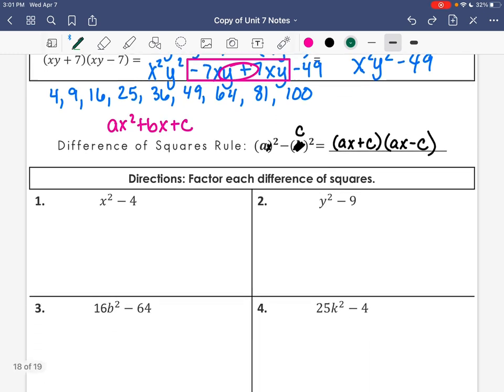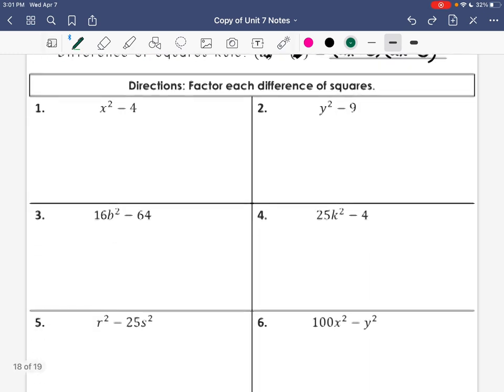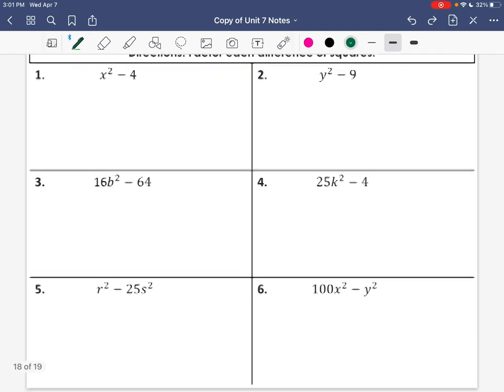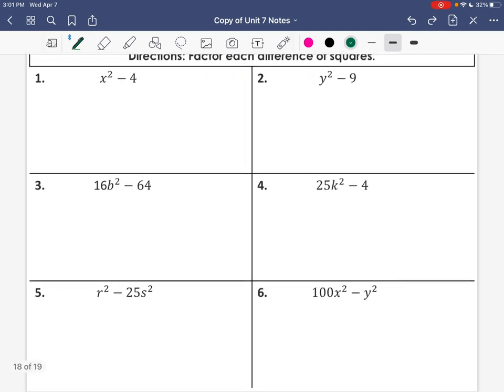All right. I am going to just start doing some of these. Let me see if there's an easier side. Not really. All of these are pretty straightforward. So I'm just going to do them.